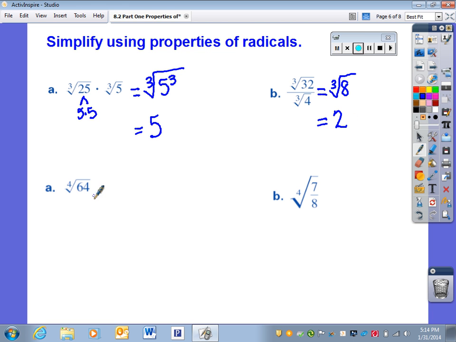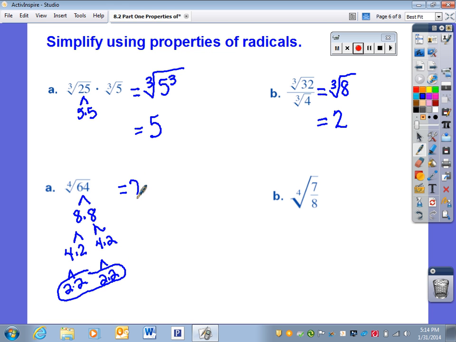In our next example, we have the 4th root of 64. If we do the prime factorization for 64, we'd have 8 times 8, we'd have 4 times 2 and 2 times 2. Again, we'd have 4 times 2 and 2 times 2. And so we have 6 2's. So what we know is that we have a group of 4 2's, so that can come out of the radical. And then underneath the radical, we have 2 2's left.